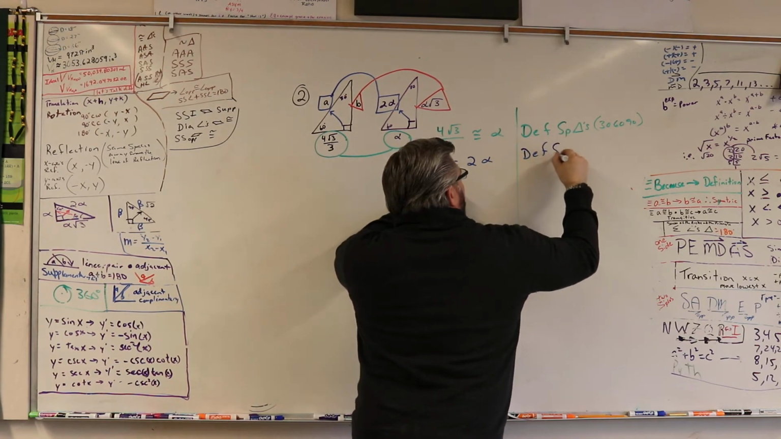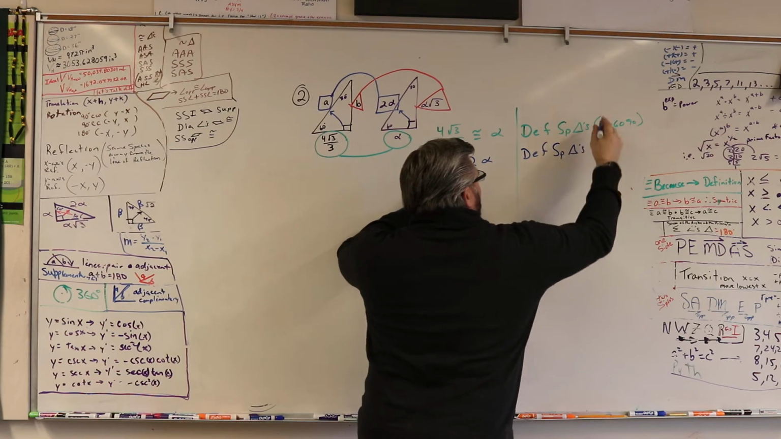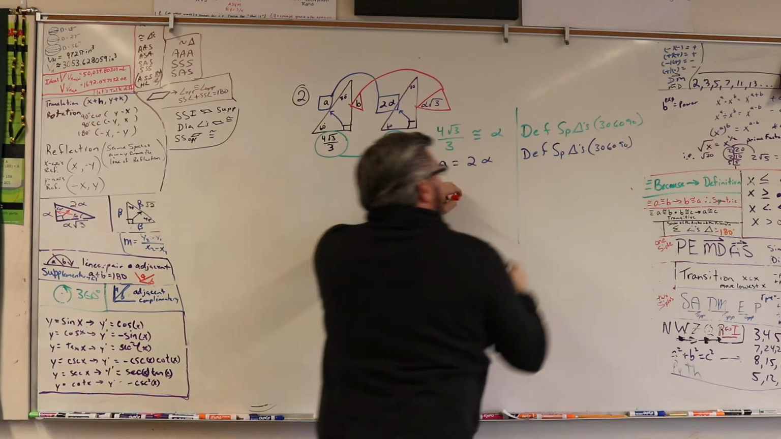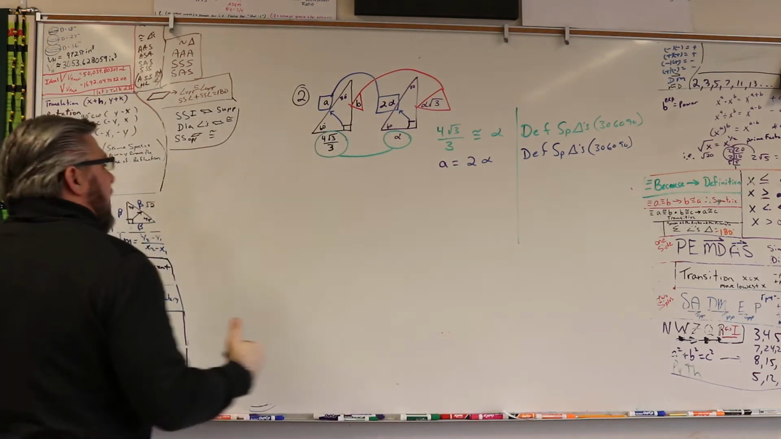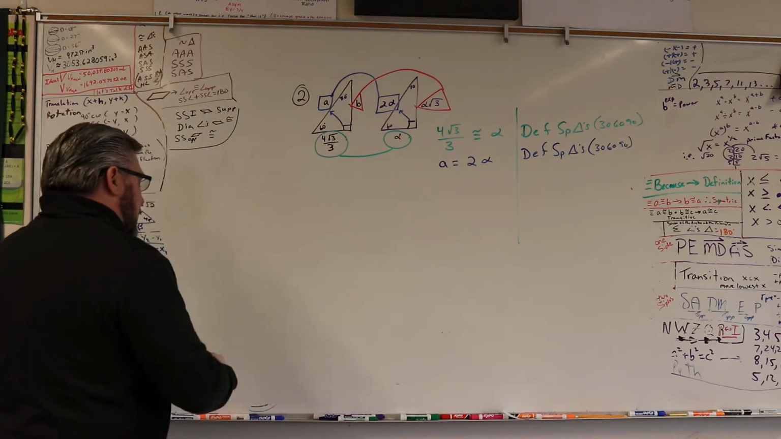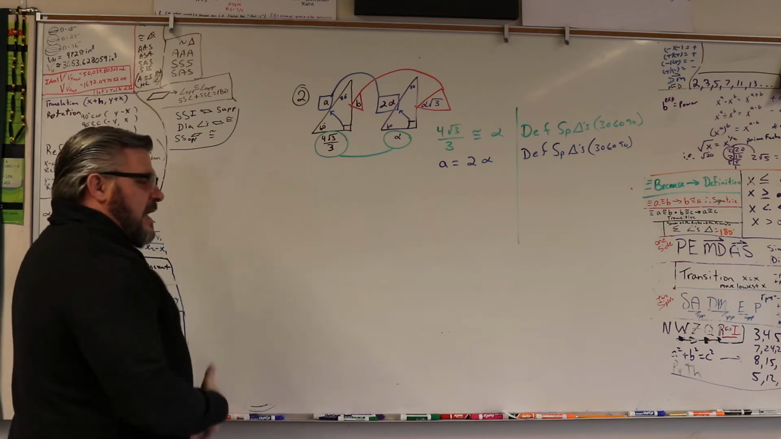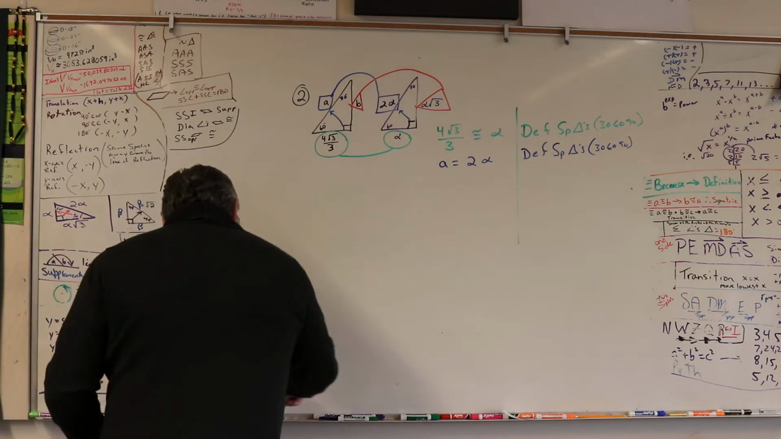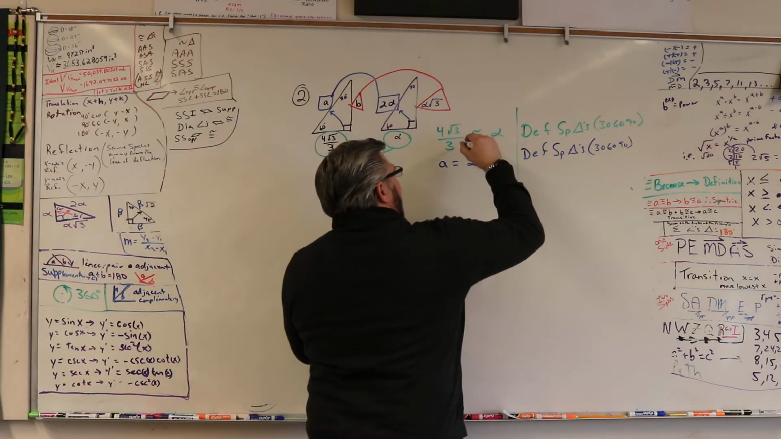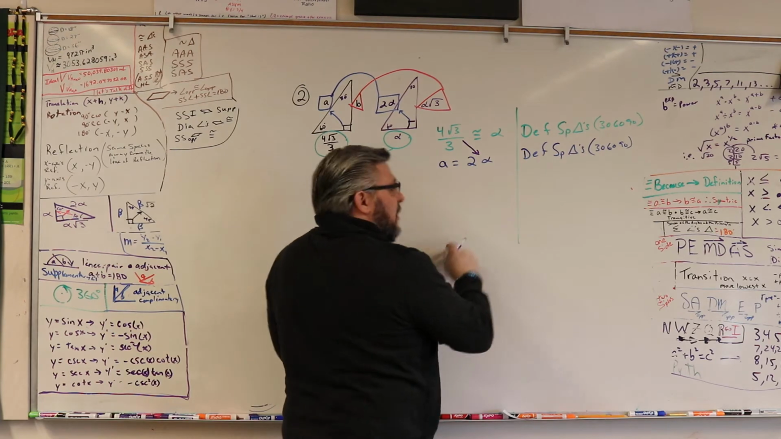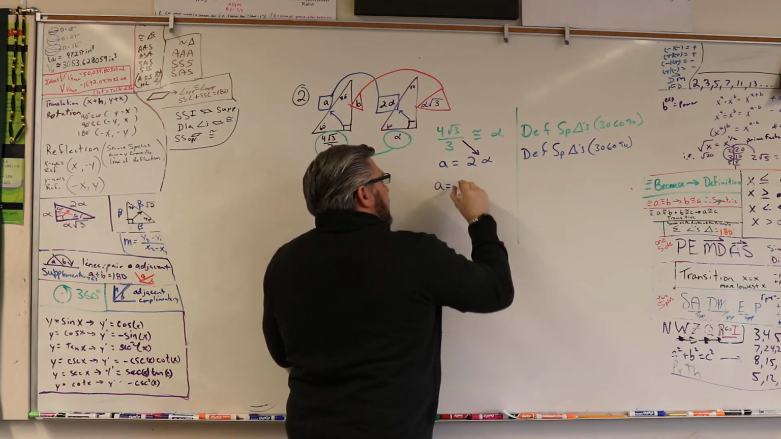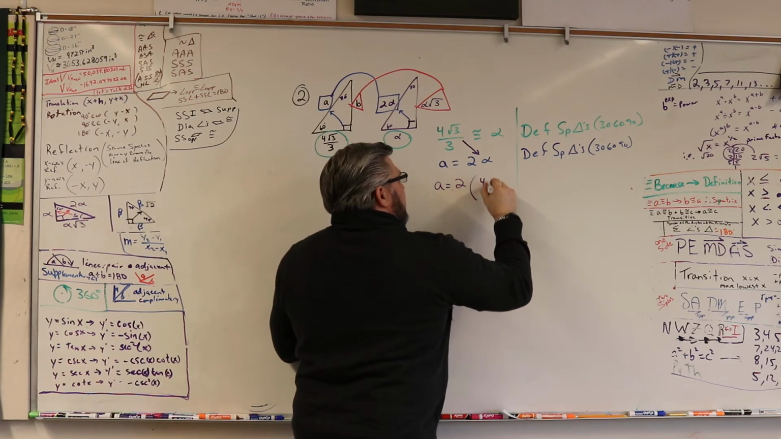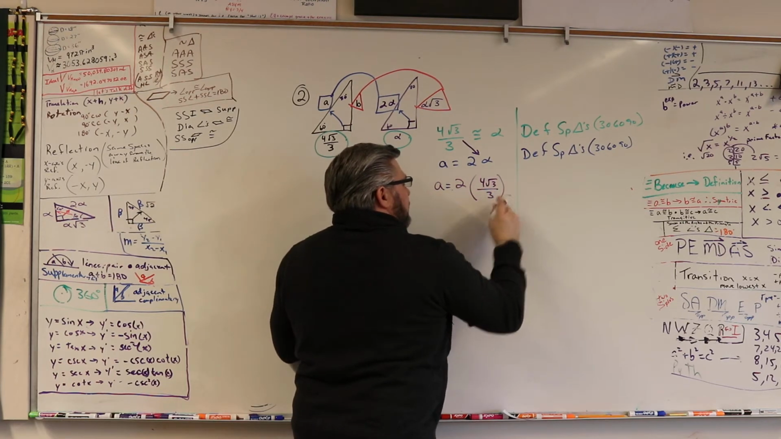Again, definition of special triangles, right? 30, 60, 90, okay? And from there, we want to solve for A, right? So we plug in the alpha, right? So we're going to take this alpha and we're going to plug it in. So A is actually equal to 2 times 4 square root 3 over 3.